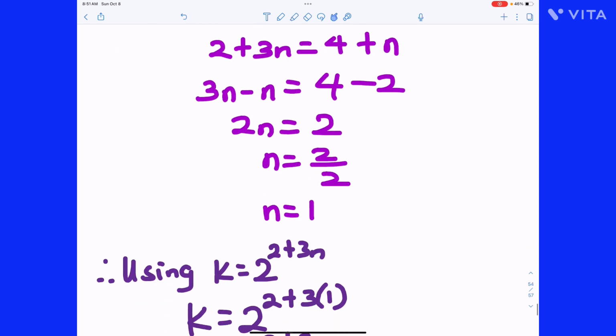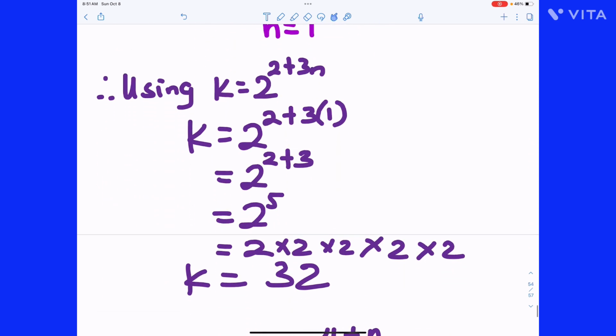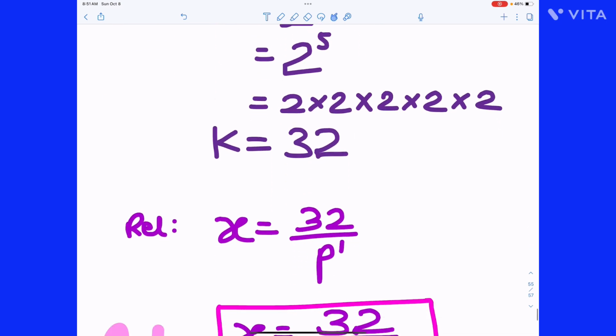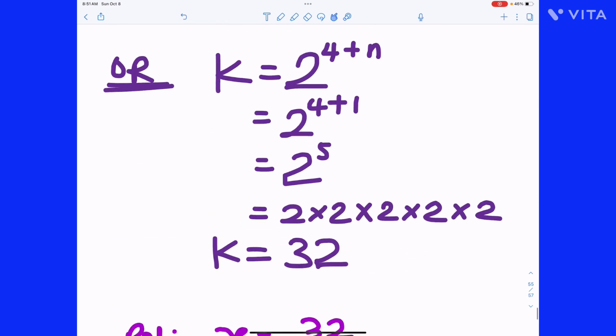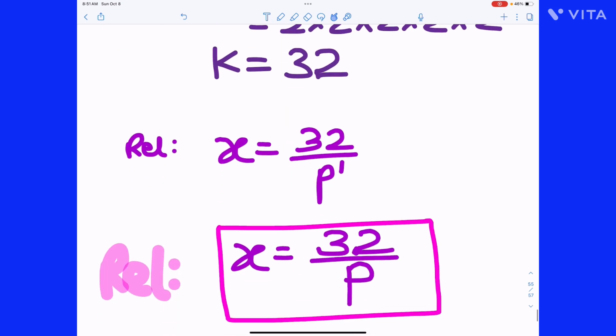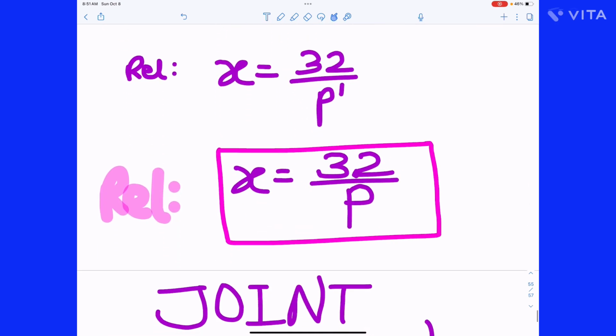After getting n is 1, we can use any of the expressions. 2 raised to the power 2 plus 3n gives our K as 32. Or we can use the second one, 2 raised to the power 4 plus n, 2 raised to the power 4 plus 1, 2 raised to the power 5, 32. So K is 32. We can use any of the two expressions. You don't need to use the two in a test or an exam. Just use any one.